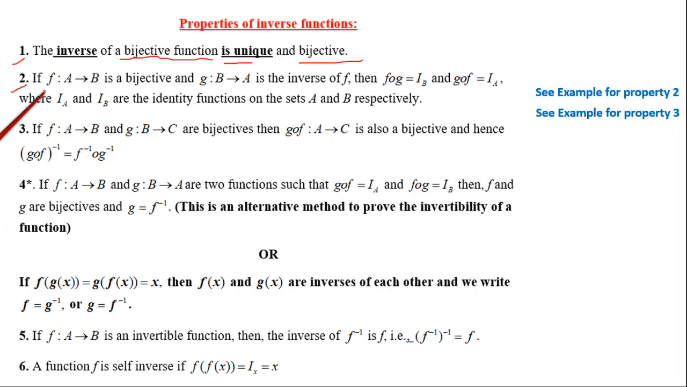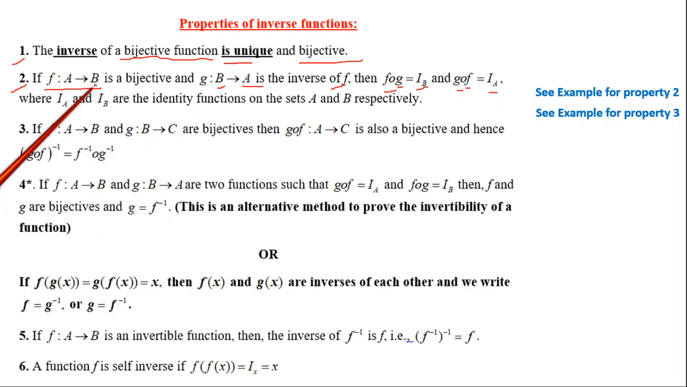Number 2, if we have a function f from A to B and that is bijective, and g is another function from B to A, and let's say g is the inverse of f. Okay, so here we have a function f which is bijective, and g is a function from B to A which is the inverse of f. In that case, g composite f will be an identity function in B, and f composite g will be an identity function in A. Okay, like here f is from A to B and g is from B to A.